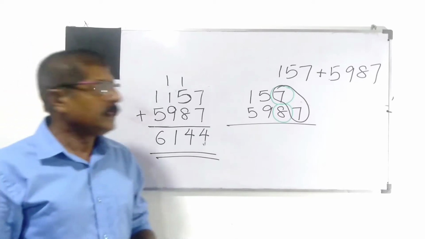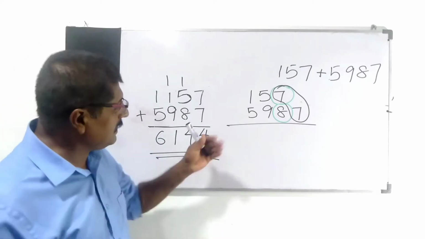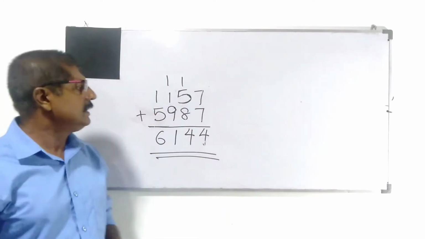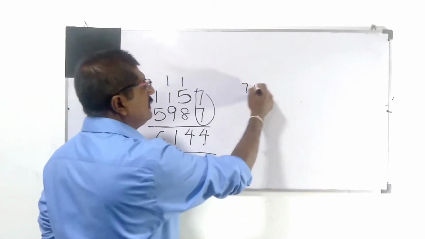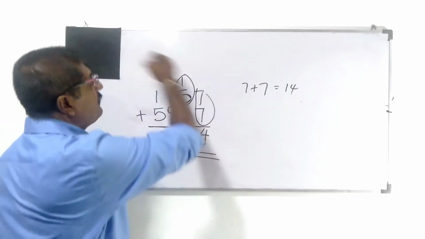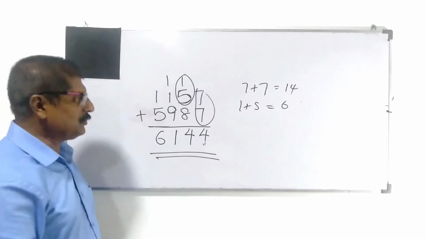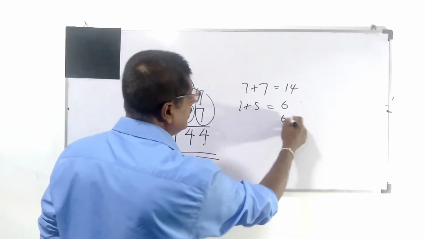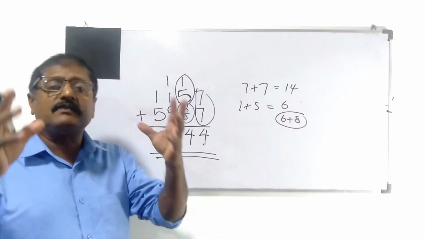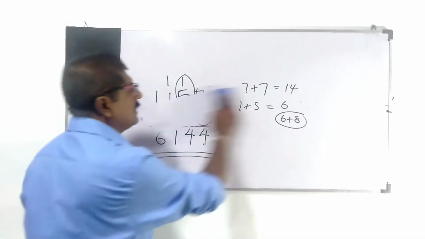Alright. Now we learned the additive bonds. Did you feel that we use these additive bonds in doing these additions? Here, 7 and 7, that is 14. That is one additive bond. Then 1 plus 5 equals 6. That is another additive bond. 6 plus 8, another additive bond. So can you understand that additive bonds are the ones that we use for adding numbers together? Alright. Now I will take up another number.